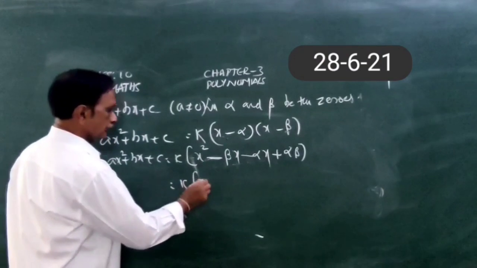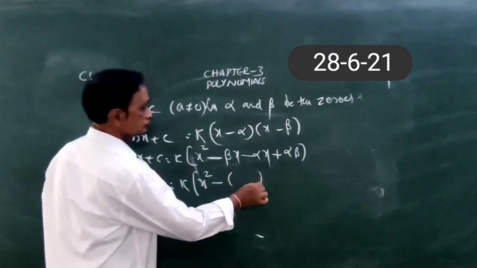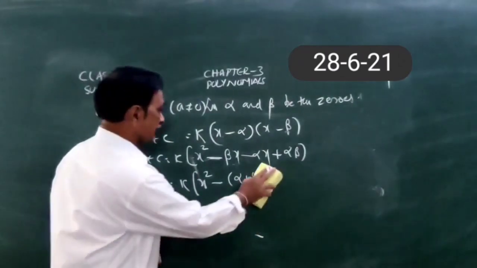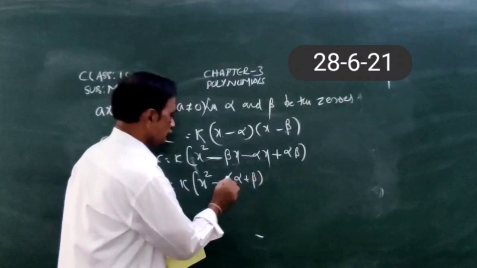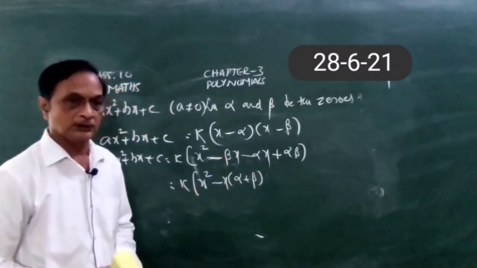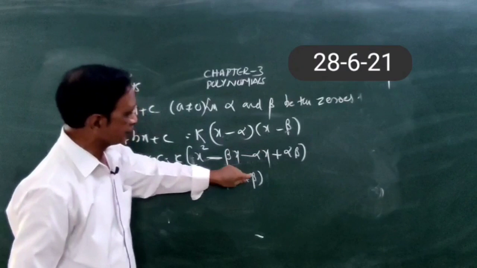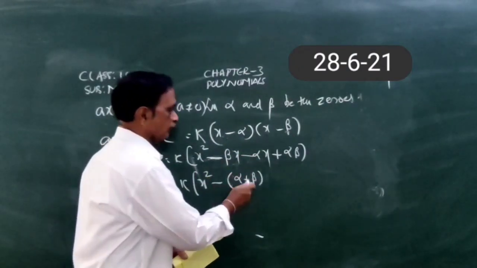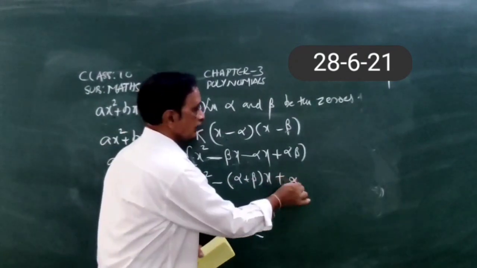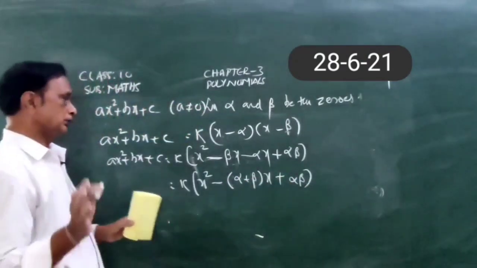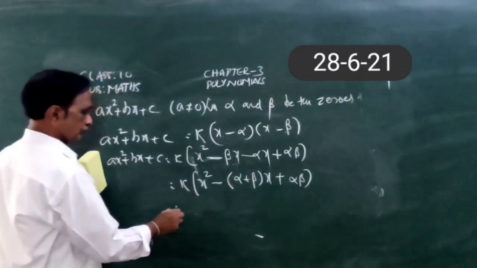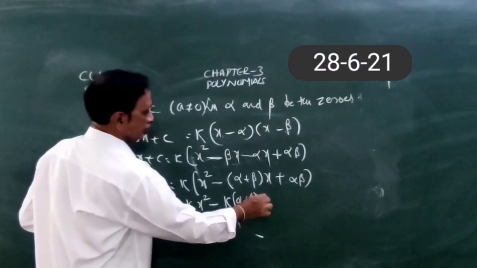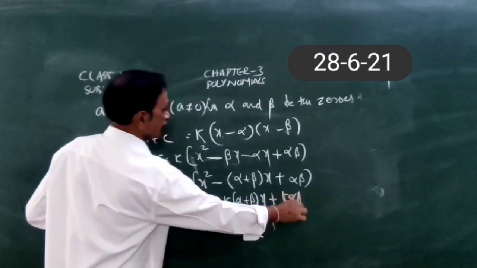Now k into x square minus of alpha plus beta into x. Here we have taken minus x as common, minus x into alpha plus beta. When I take minus x as common, I get alpha plus beta. And this can also be written as minus of alpha plus beta into x plus alpha beta. Now I multiply this by k. Kx square minus k into alpha plus beta into x plus k alpha beta.